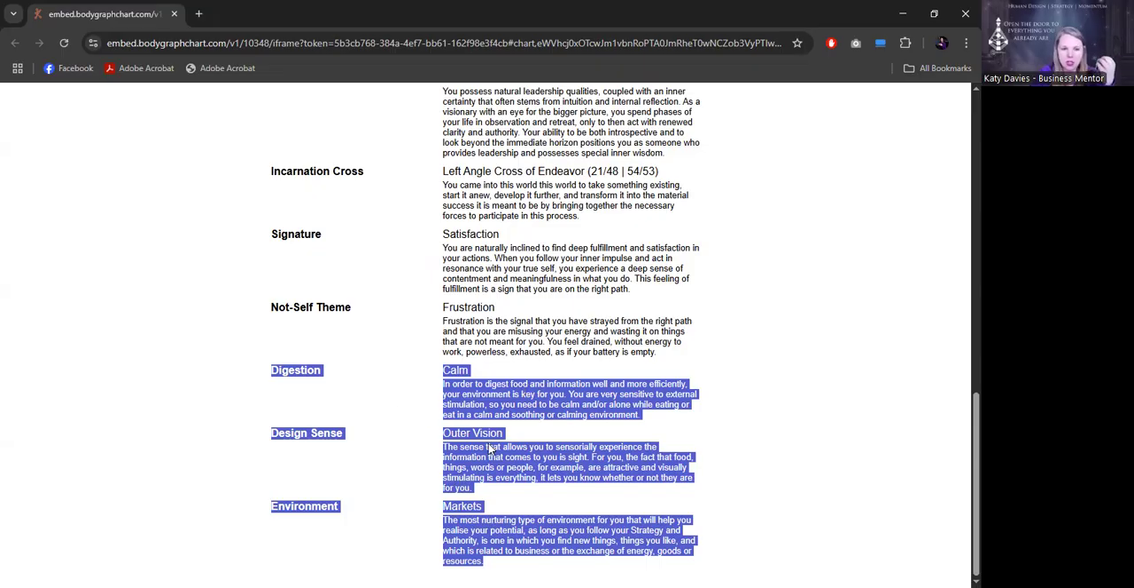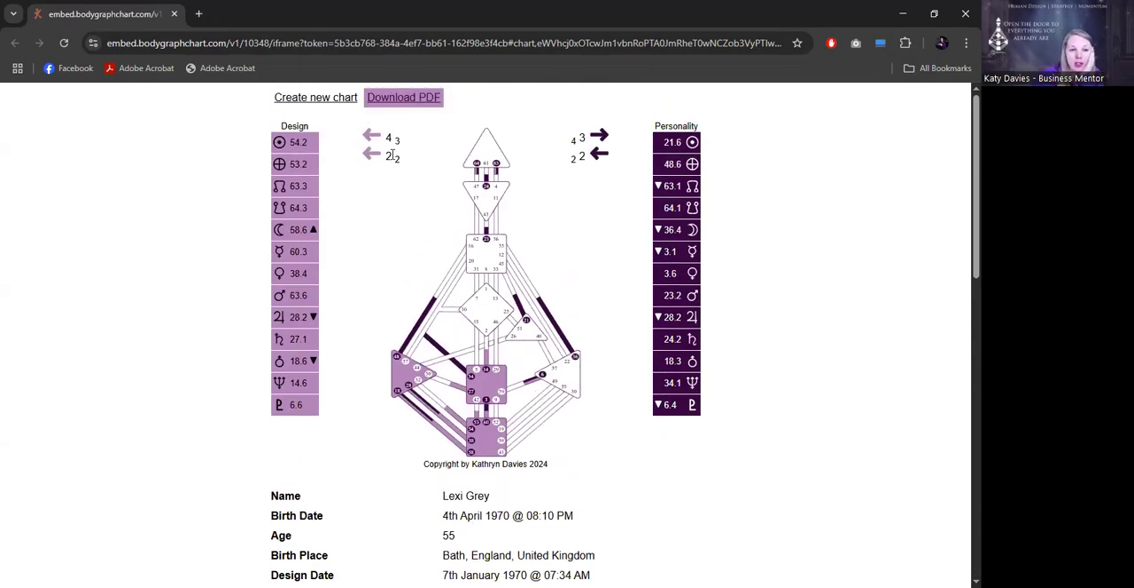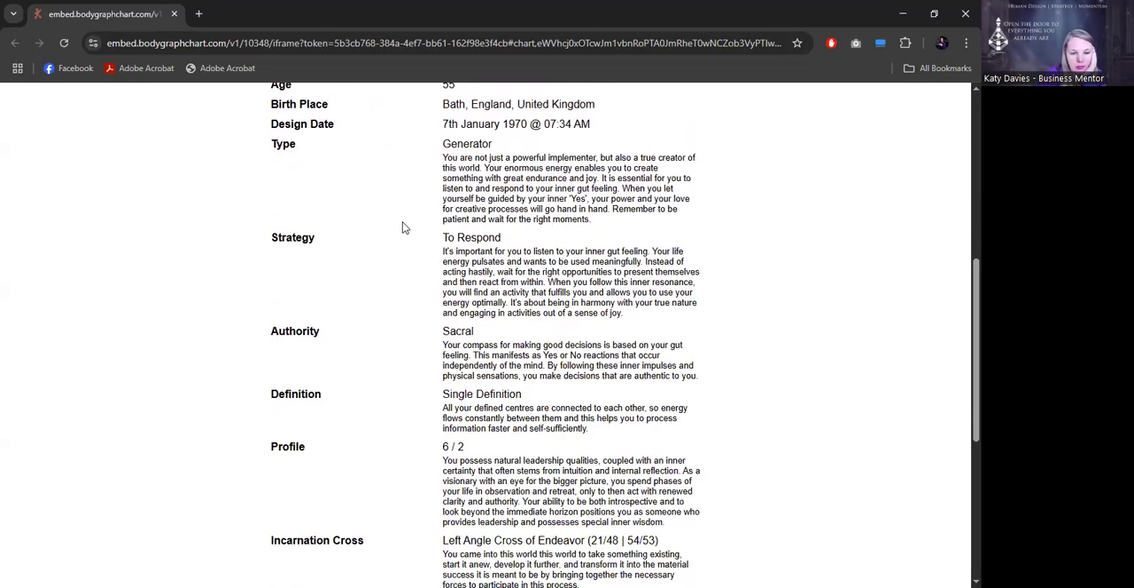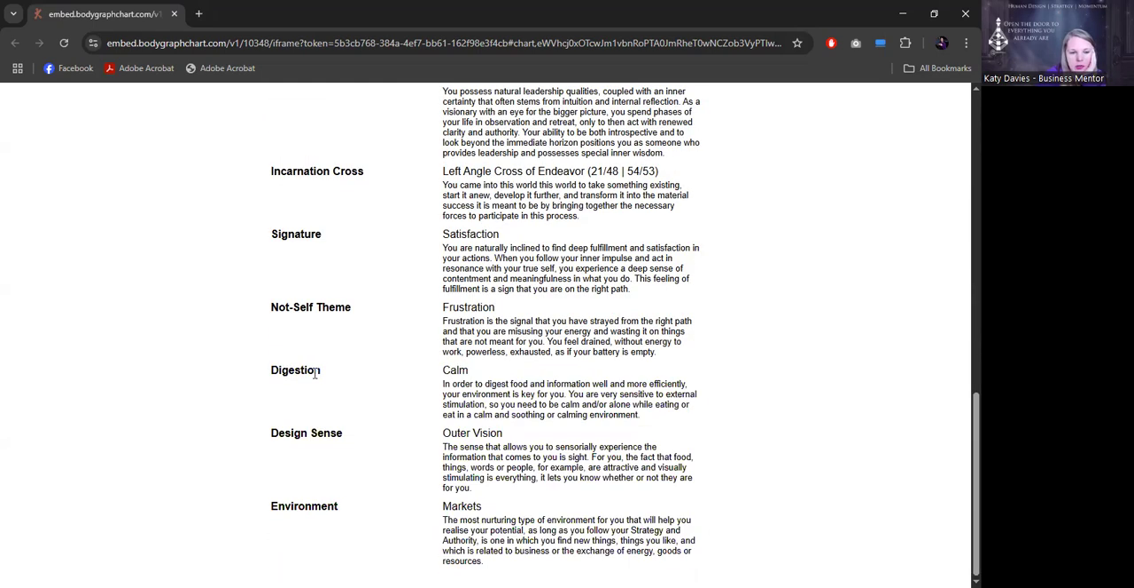So these last three pieces on the chart you get from me are actually determined from the arrows. You're probably looking and thinking, what are those little numbers? Those little numbers all mean something. Everything on this chart means something. But what this chart does is pull out from those variables at the top and tell you your digestion, your design sense, your environment.